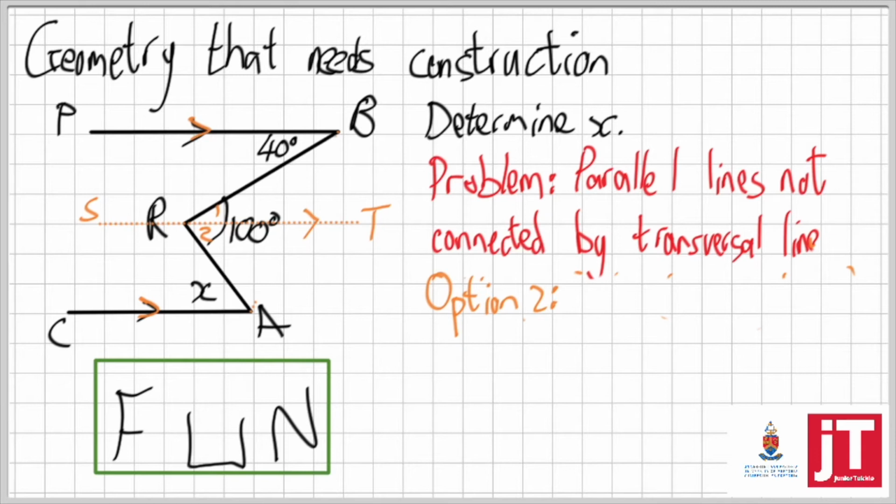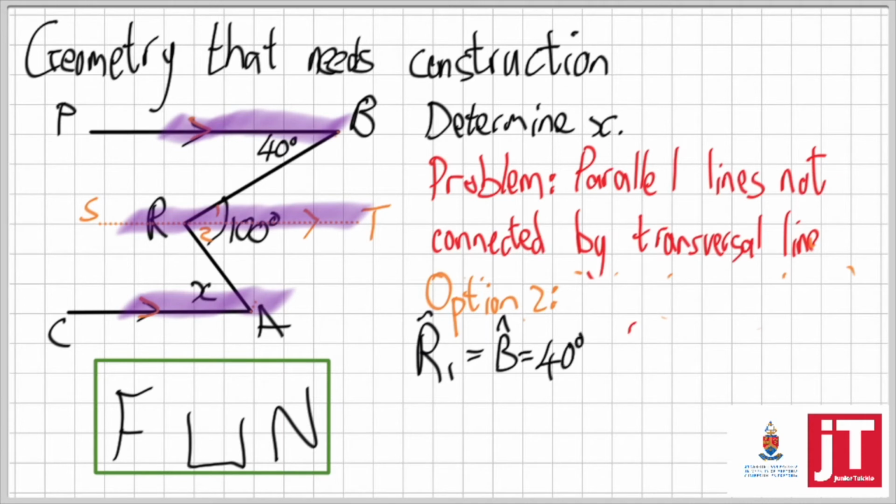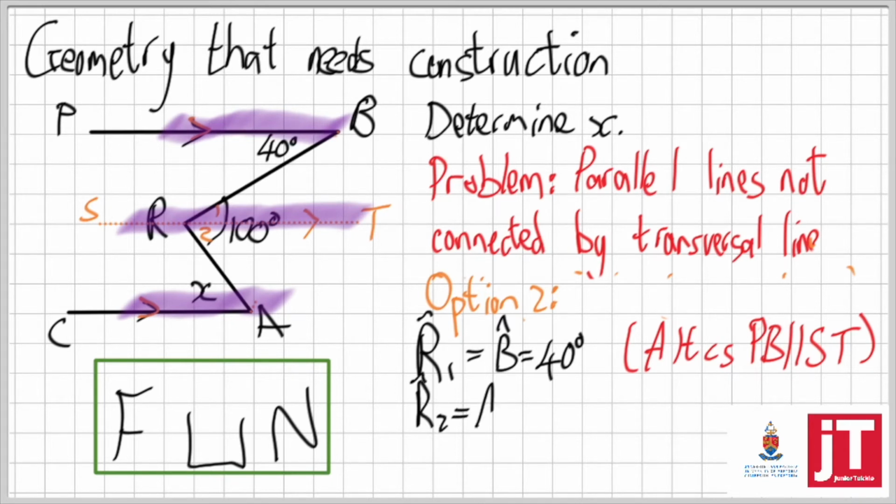The F and the U I'm not going to look at in this specific sum. I'm going to ignore it. But I am going to have a look at N. So first of all, once I've highlighted my parallel lines, I see that angle R1 is equal to B and they're 40 degrees. Why? Because they are alternate angles, because PB is parallel to ST. Secondly, I'm going to say, well, R2 is equal to A, which is X.